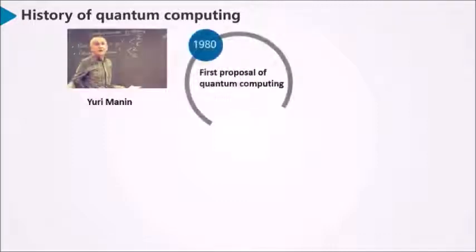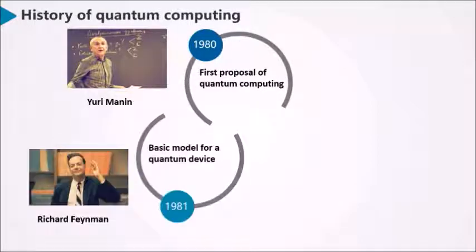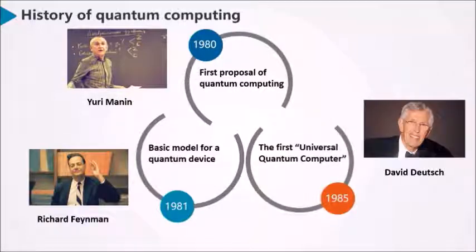So when did it start? What is the history of quantum computing? They started in 1980, when Yuri Manin proposed an idea of quantum computing. In 1981, Richard Feynman proposed a basic model for a quantum computer that could simulate a quantum process. In 1985, David Deutsch at the University of Oxford described the first universal quantum computer.